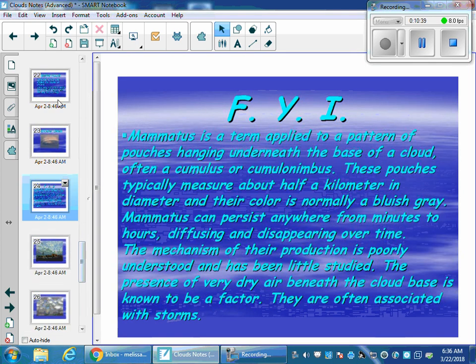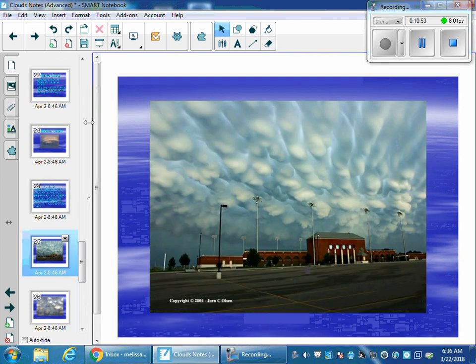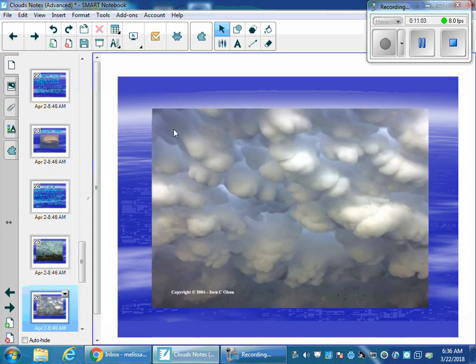Mammatus, I think these are some of the coolest looking clouds. Basically, these are clouds that look like there's pouches underneath them. They're often underneath cumulus or cumulonimbus clouds. It's a really weird phenomenon. It almost looks fake as you look at these pictures, but this can actually happen. This is called mammatus, and it looks really weird. It's like there's cotton balls at the bottom of pouches of these clouds. Here's another picture of mammatus.